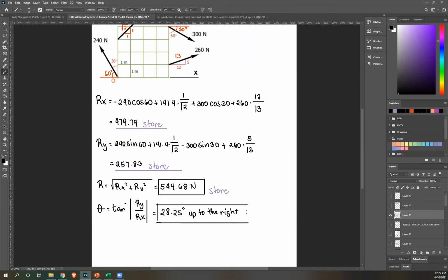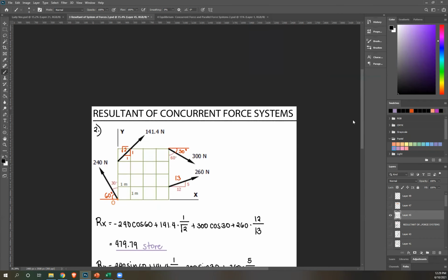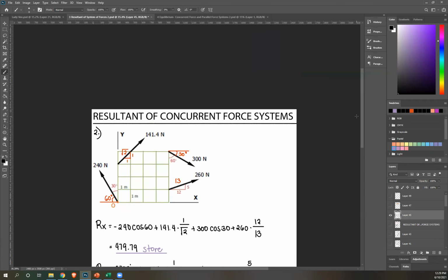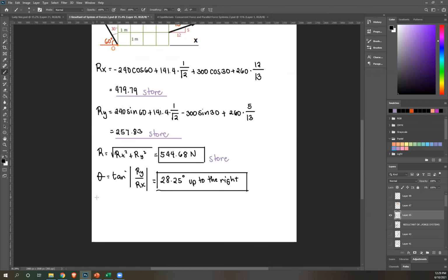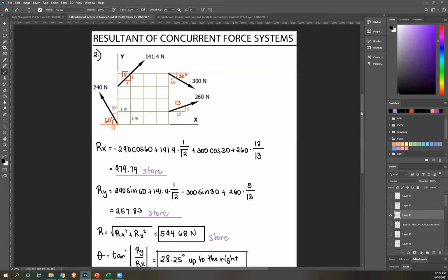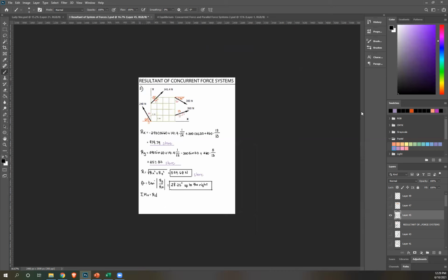We're not done. We still need to get its direction. The problem specified our reference point is O. So we're going to take moment about O. Summation of moment about O, and then we'll equate that to RD to get D. So if we do that, let me just make everything smaller because it doesn't fit.